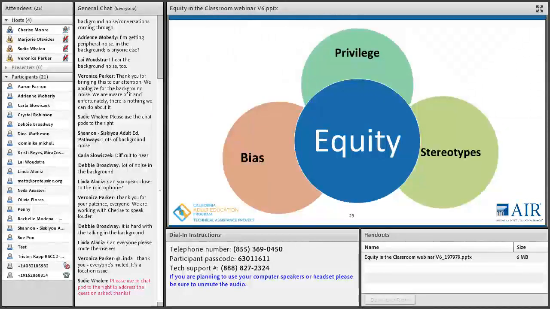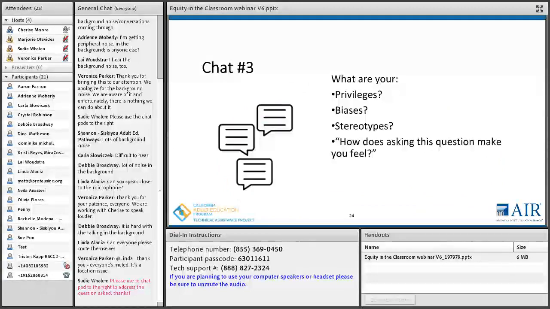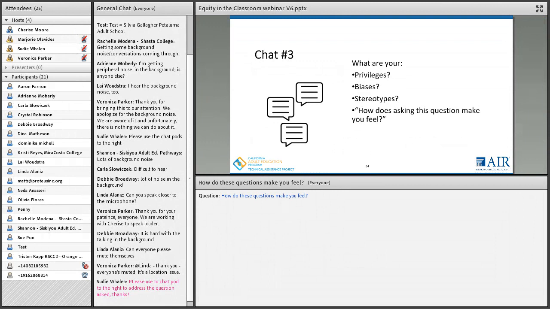And we've talked about all of these pieces being really on the periphery of equity, bias, privilege, stereotype. One of the pieces that I've asked you to think about, not so much needing to share here, but something I want us to consider and understand, with the acceptance and belief that we're starting from this place. How does it make you feel when I ask what are your privileges, what are your biases, what are your stereotypes? That's the chat pod we have here, because understanding where we're coming from is going to help us with supporting our students.